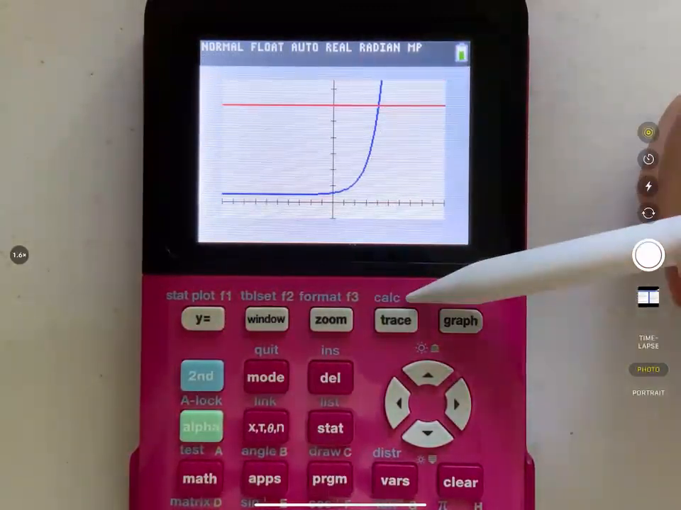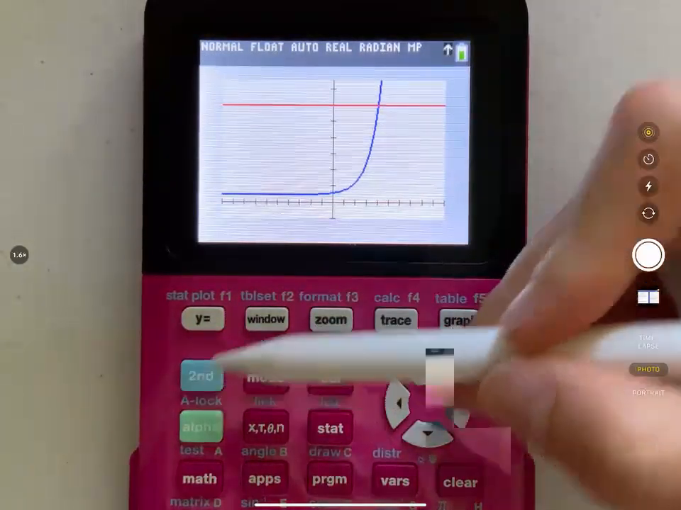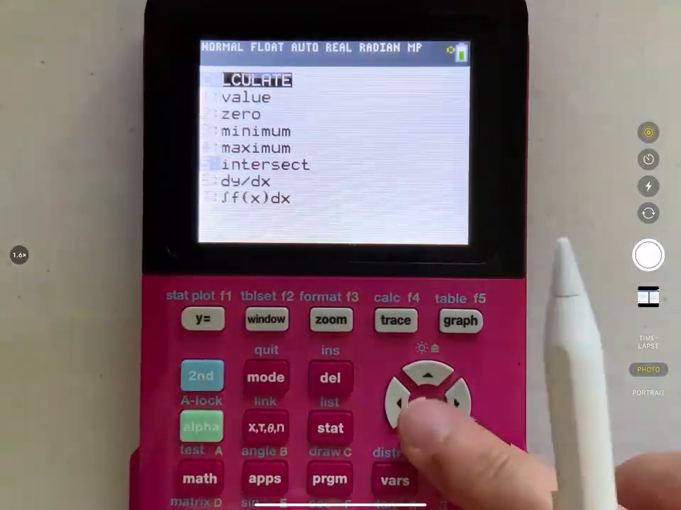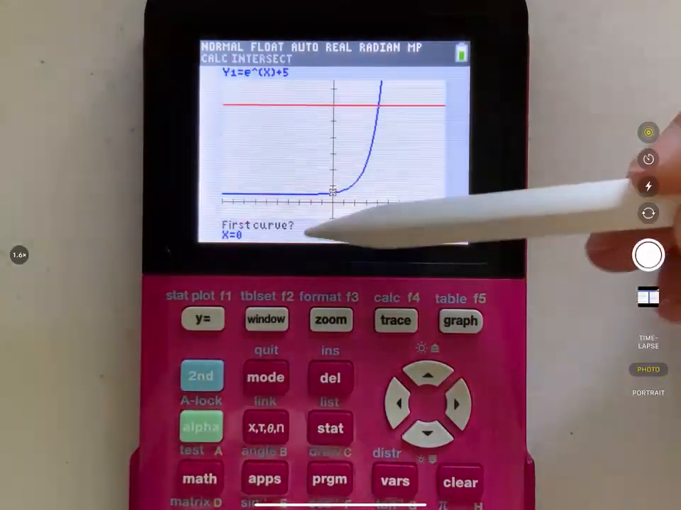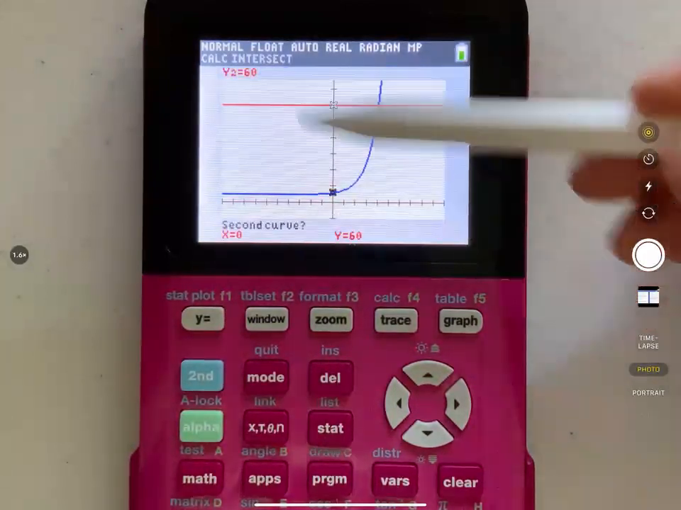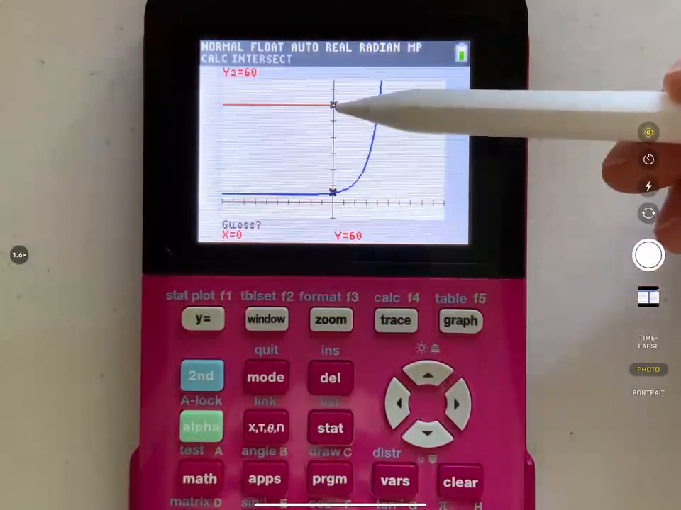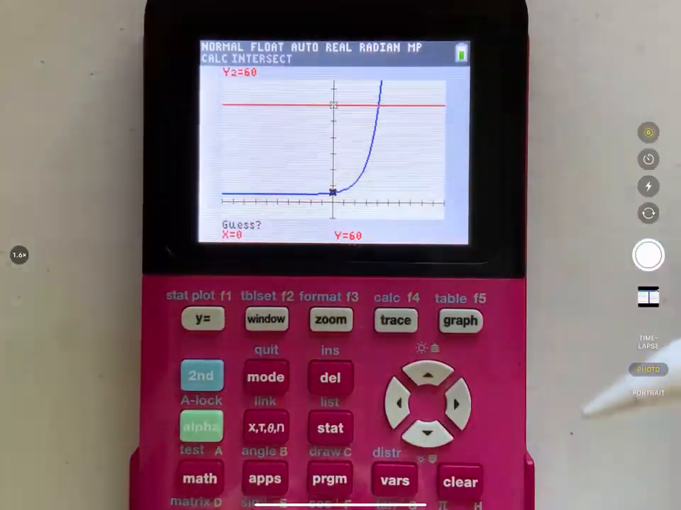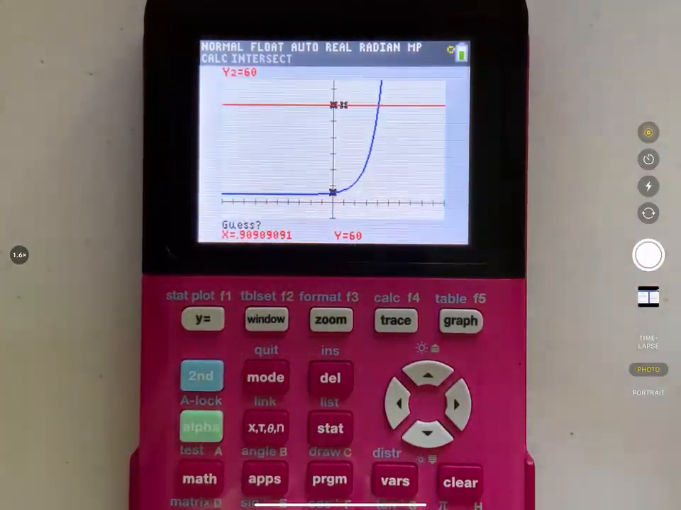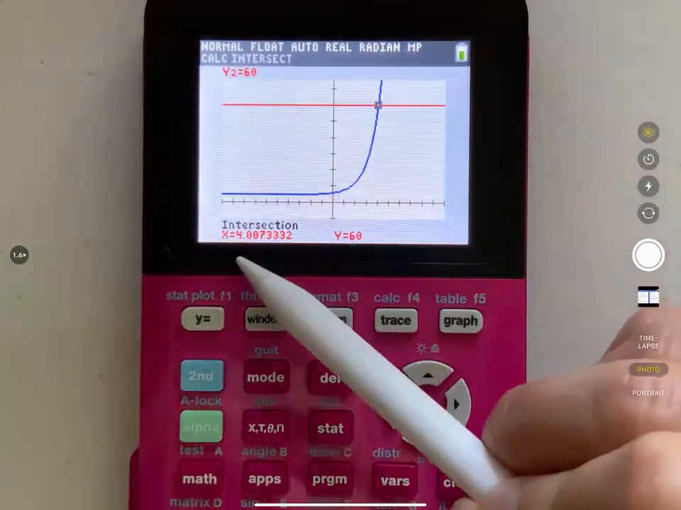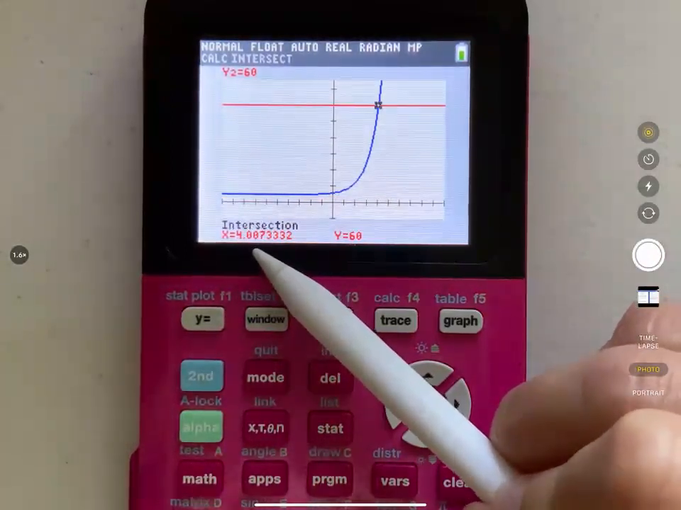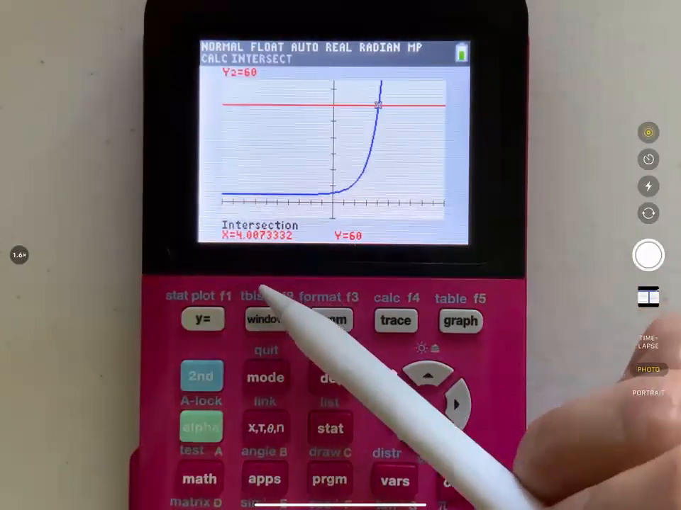So I'm going to go to calculate, which is right above trace. So I'm going to go second, calculate. I'm going to go down to number 5, which is the intersection. It's going to ask you those 3 questions. First curve, you just hit enter because you're on the exponential function. Second curve is that y equals 60. When you're going to take a guess, if you want to move your cursor over there, you can, but we only have the one intersection point, so we don't have to. And there's that value, 4.007. Now, the only bad thing about this is the calculator will not tell you that the answer was the natural log of 55.